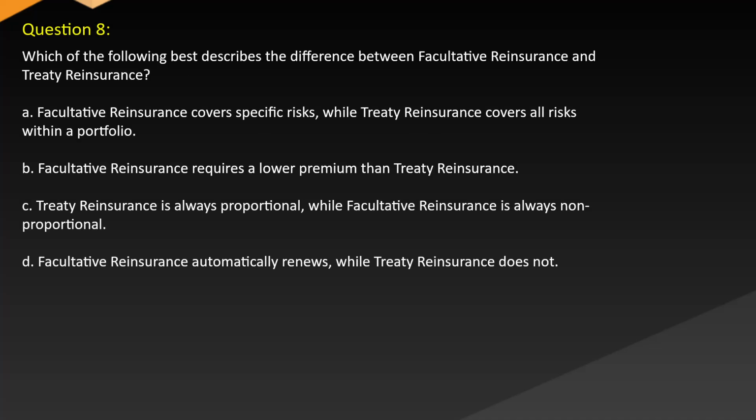Question 8. Which of the following best describes the difference between facultative reinsurance and treaty reinsurance? A. Facultative reinsurance covers specific risks while treaty reinsurance covers all risks within the portfolio. B. Facultative reinsurance requires a lower premium than treaty reinsurance. C. Treaty reinsurance is always proportional while facultative reinsurance is always non-proportional. D. Facultative reinsurance automatically renews while treaty reinsurance does not.